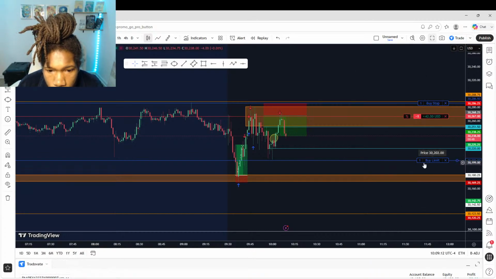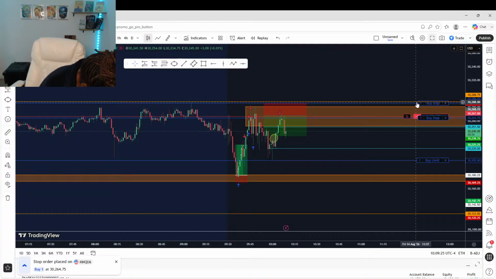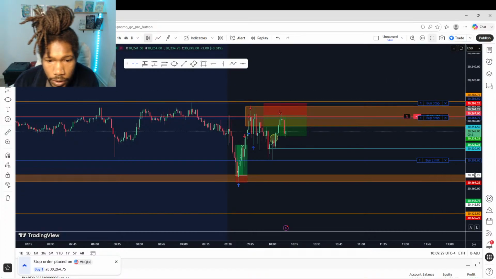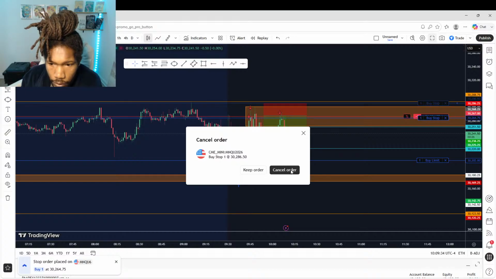There we go. That's the first TP hit. Let's bring these stops into profit because we're not taking any losses. I'm gonna sell right here. Let's just set up the buy. Exit out of those. Alright, stops in profit. Cancel that order.